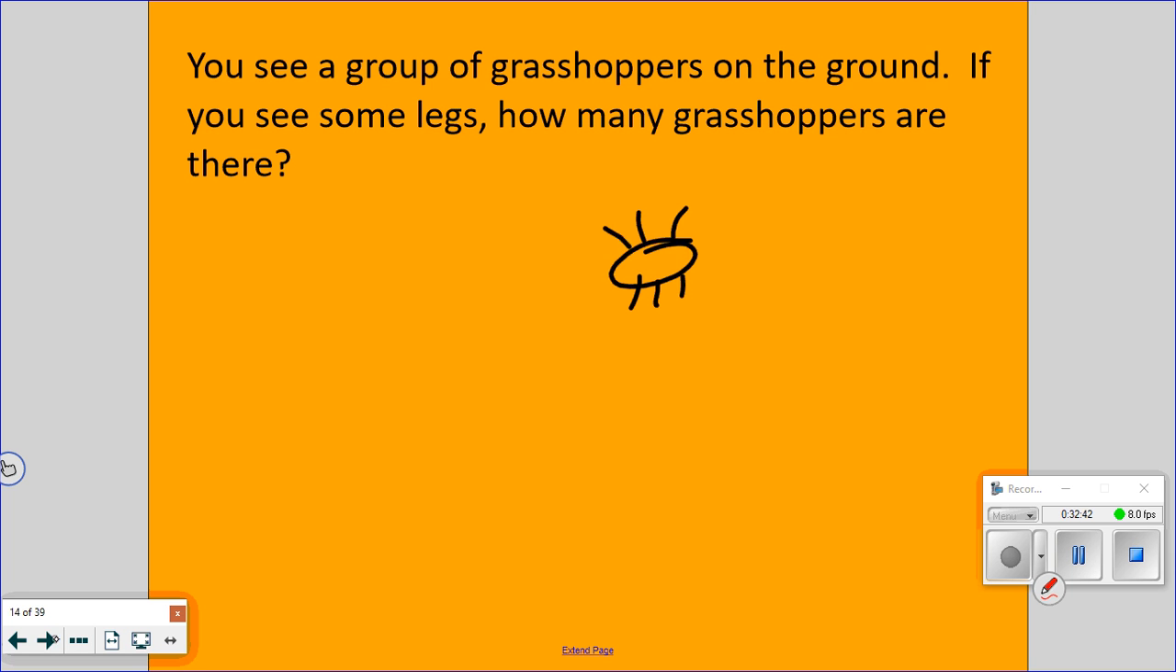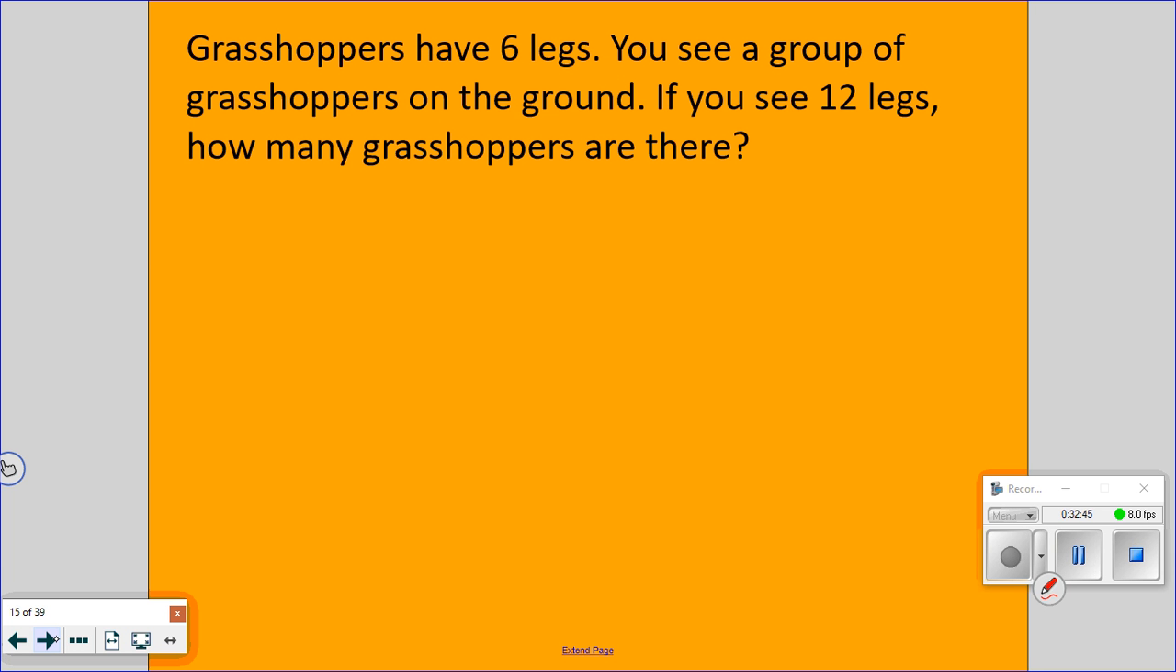All right, let's try another one. Ready? If you see a group of grasshoppers, or sorry, not if, you do see a group of grasshoppers. This time, you see 12 legs. How many grasshoppers are there? Addison? Since 12 legs and 6 plus 6 is 12 and they both have 6 legs, that means it's 2.